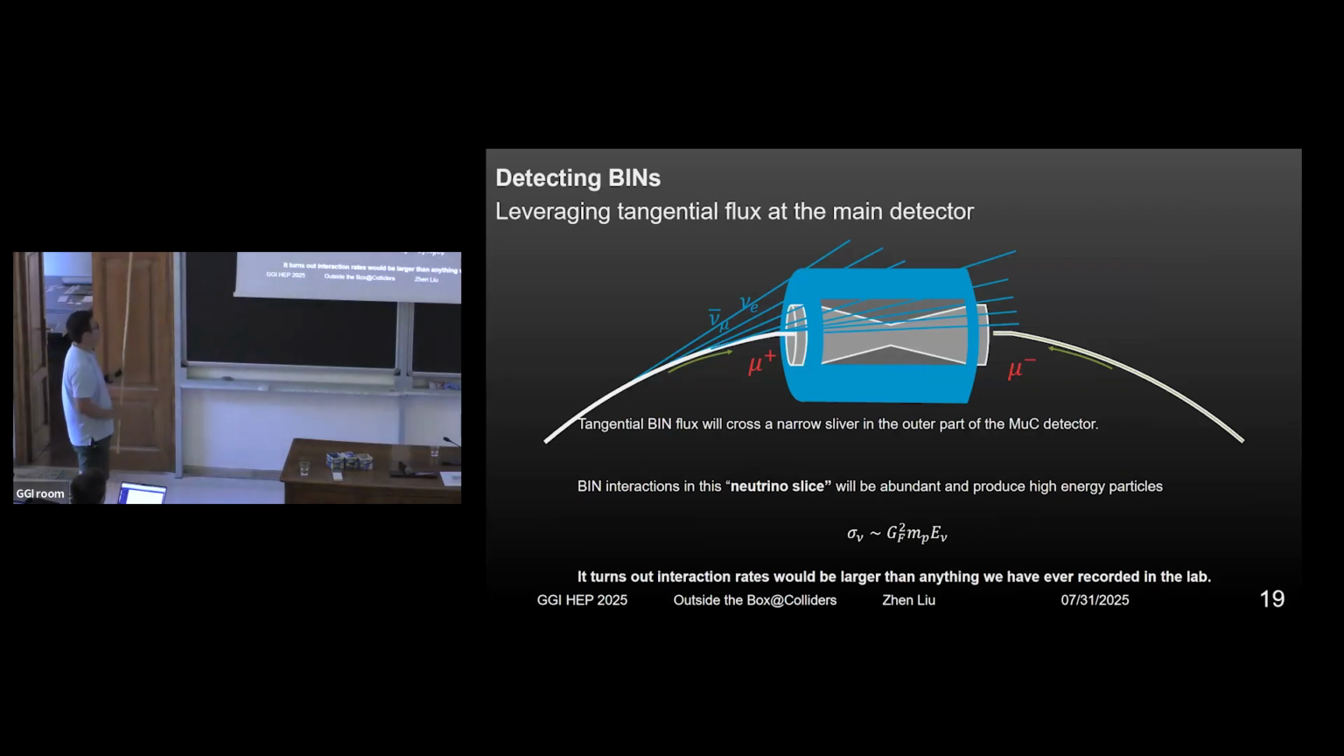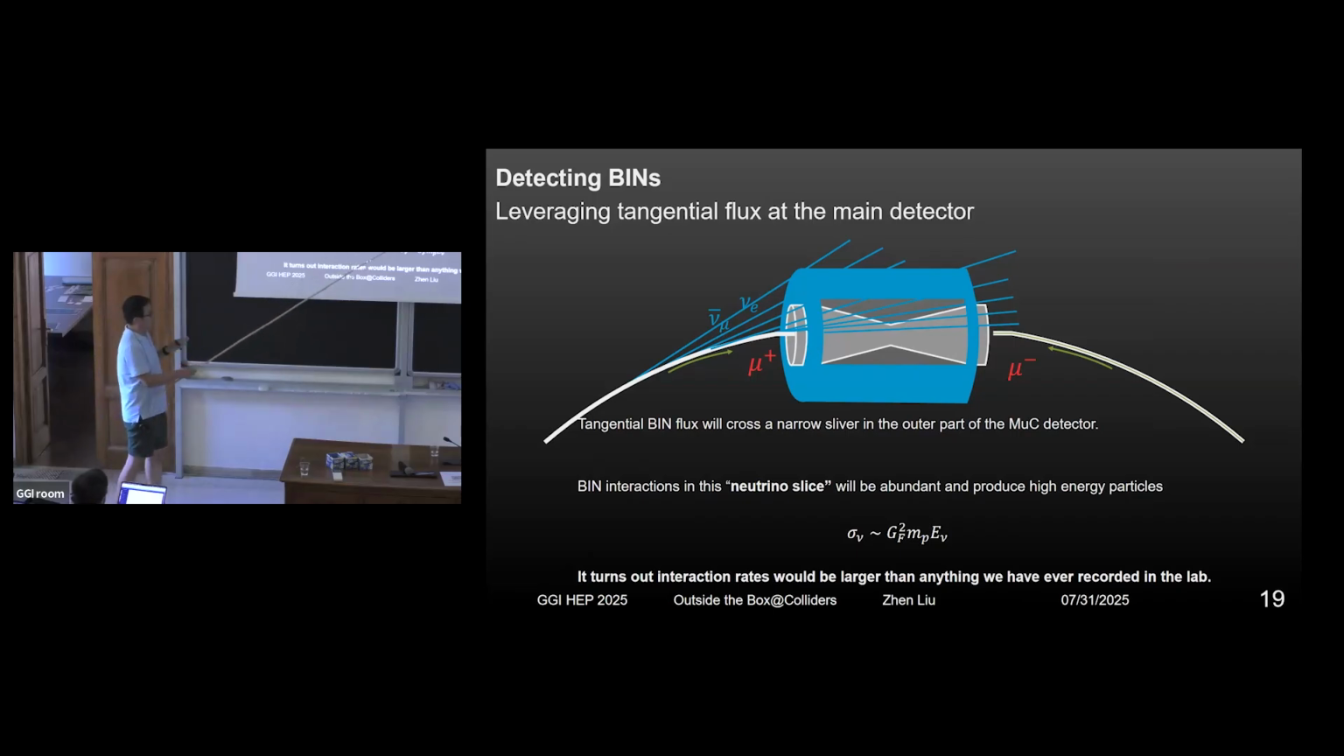So I think about this tangential flux. I cannot shield the neutrinos. I cannot make them go away. Some of them have to hit my main detector. My main detector is a gigantic detector with large mass. It is actually a neutrino detection experiment. Let me just give you a sketch. So this tangential beam will cross a narrow sliver of the outer part of the muon detector. Let me give you the geometry later on.